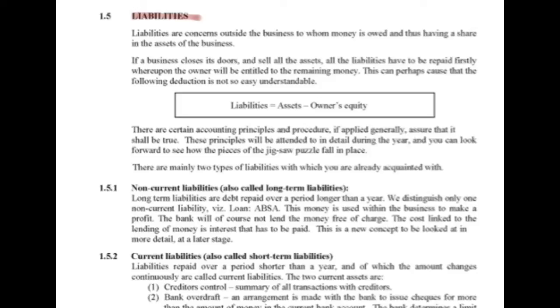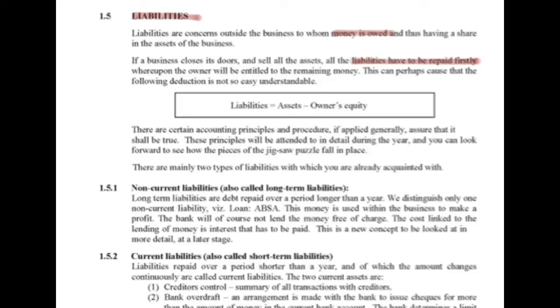That's your red zone. Red zone because that's your warning light shining to say, watch out, don't get this area to be too high. Liabilities are concerns outside the business to whom money is owed, and thus having a share in the assets of the business. If a business closes its doors and sells all of its assets, all the liabilities would have to be repaid firstly, whereupon the owner will be entitled to the remaining money.